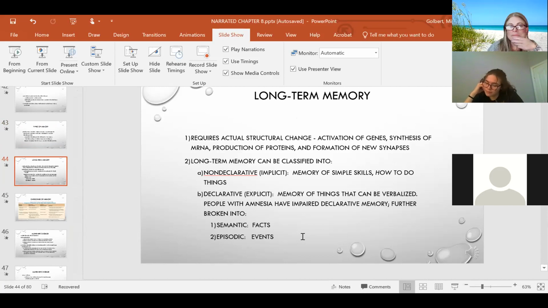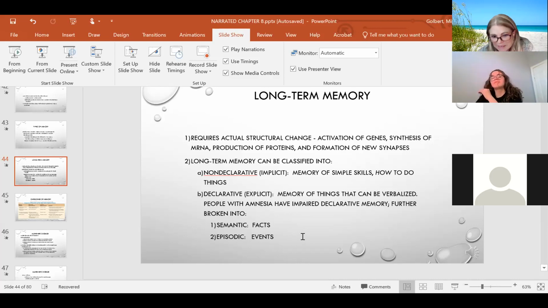So long-term memory, how are we able to recall things back, right? So you have two different kinds, non-declarative and declarative. So non-declarative, it will be the one where you learn how to ride a bike and you don't ride it for a while, but then you can do it. Those are things that you can do it no matter how long ago you learned how to ride a bike. So it's a memory of those simple things, simple skills that your body can do.